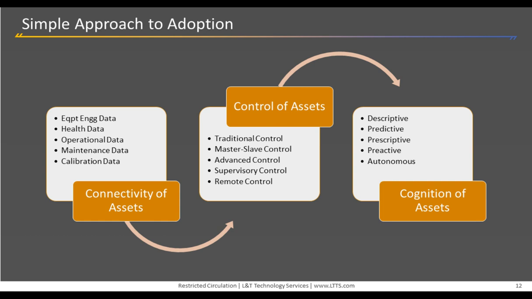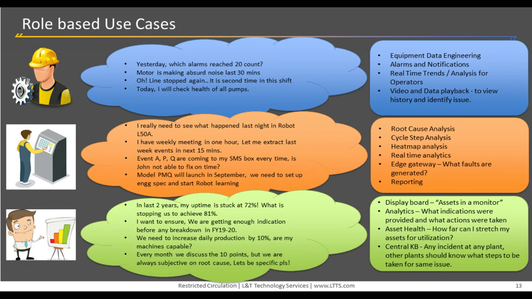And do we wait for all of our assets to be connected and then only look at the control and cognition? No. We are looking at making sure that we have a closed loop for at least a single value stream or a single section of the plant where we can take care of the different key critical assets and then be able to start the adoption.